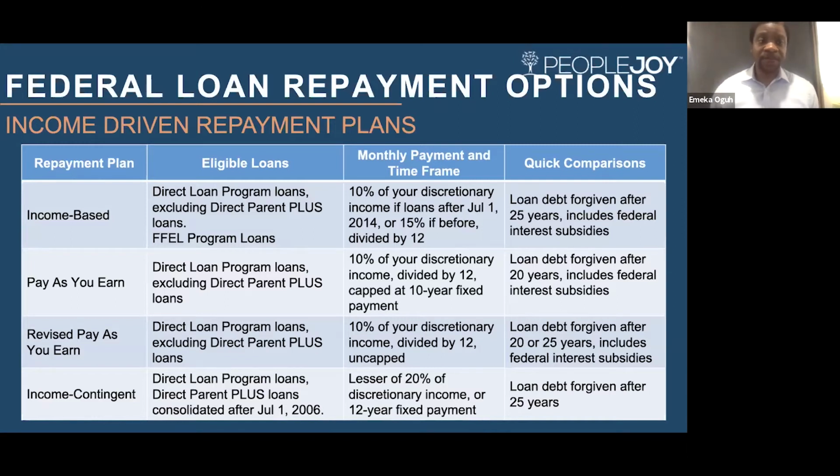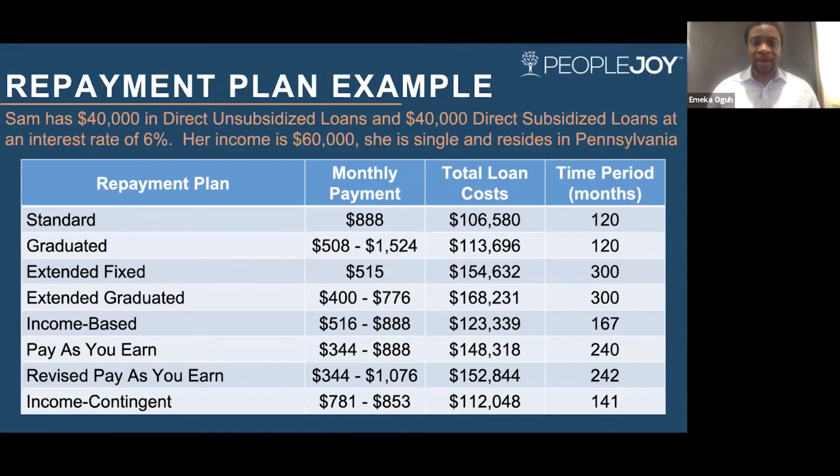But there are 4 different income-driven repayment plans, and each of them have different monthly payments that you will make depending on your discretionary income, and each of them have different subsidies and forgiveness options. So when you're looking at your repayment plans, again, you want to make sure that you are in the right plan for your given situation, and that can change from year to year, but that's something that you definitely want to make sure that you're knowledgeable of.